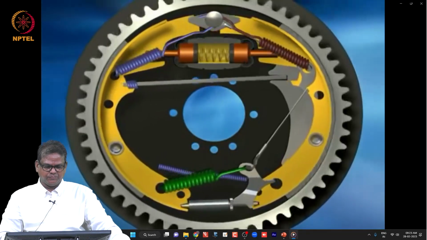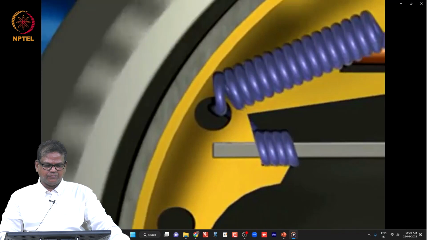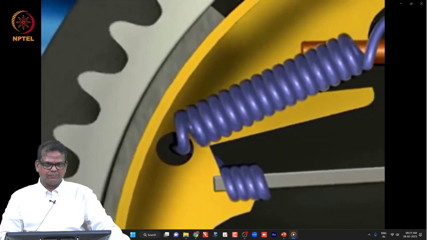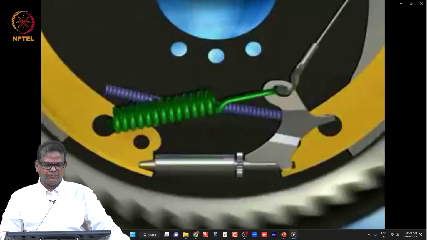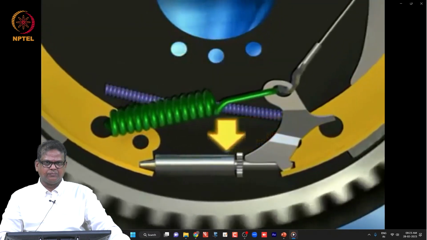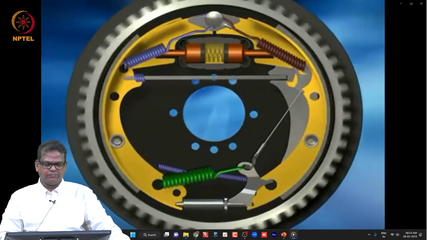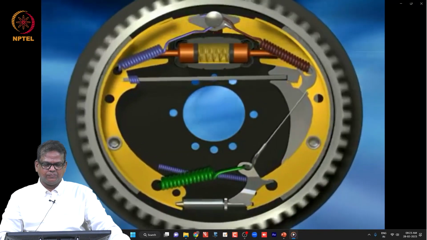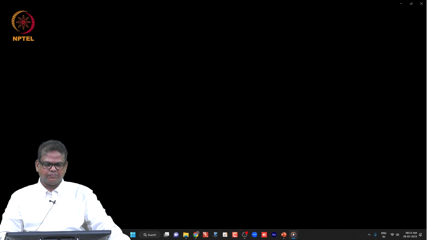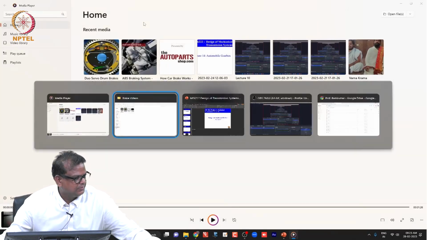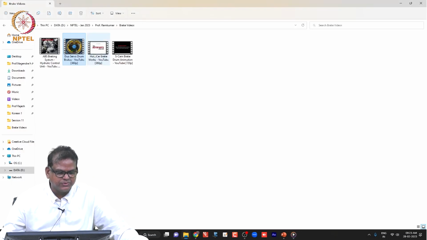Drum brakes are also self-actuating. As the brake shoes wear down, they must travel a greater distance to reach the drum. When that distance reaches a certain point, a self-actuating mechanism automatically reacts by adjusting the resting point of the shoes so that they are closer to the drum. Thus you can see that this is a self dual servo thing.